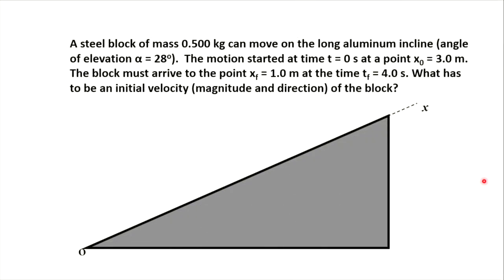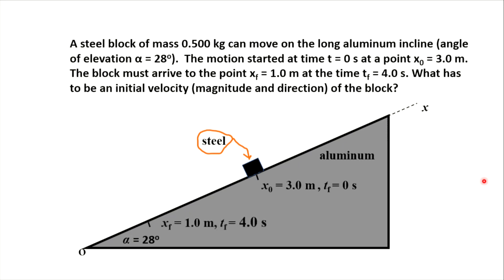Let us consider a steel block which can move on the long aluminum incline with angle of elevation 28 degrees. The motion started at time t equals 0 at point x0, and the block must arrive at the point xf at time tf. What has to be the initial velocity of the block?